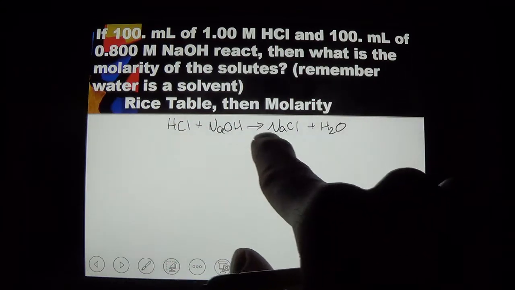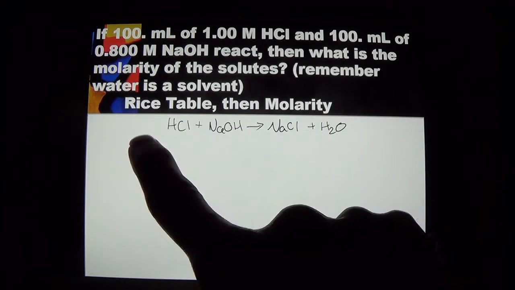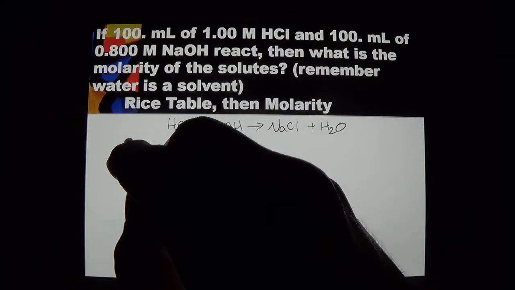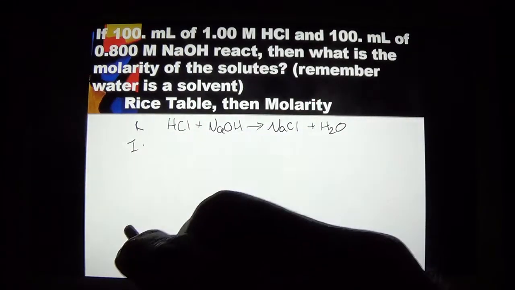All of the rest of that. That's a solute, that's a solute, that's a solute. So in other words, what they're asking us for is all the rest, except for water. Okay, we can handle it. Let's take care of this. That was my R, so let's do initial.